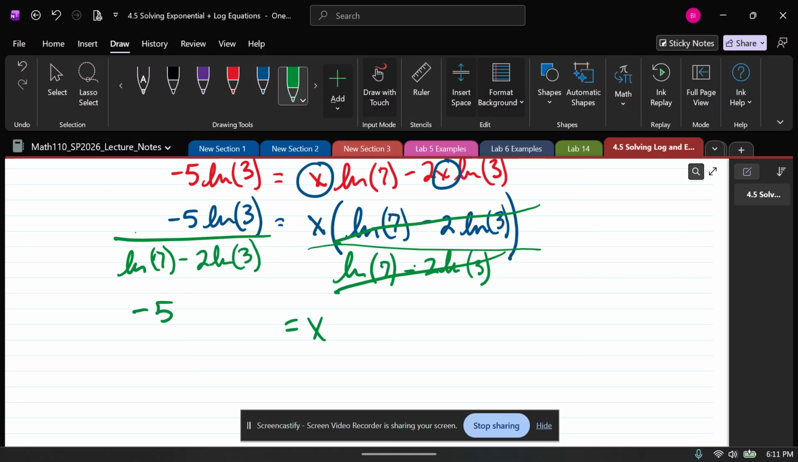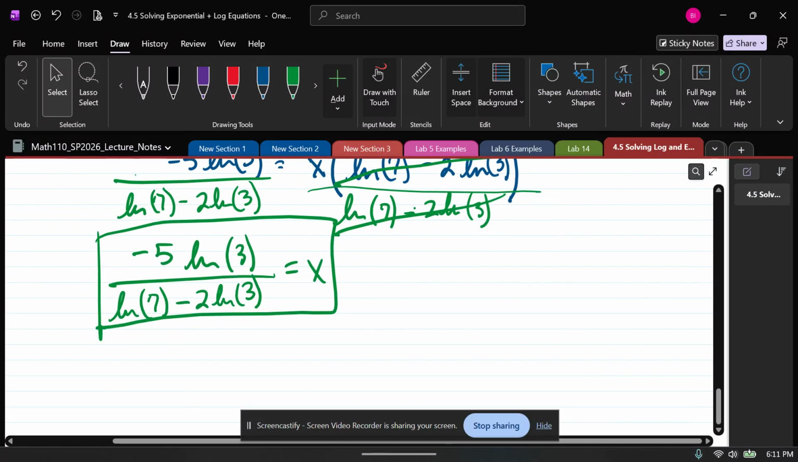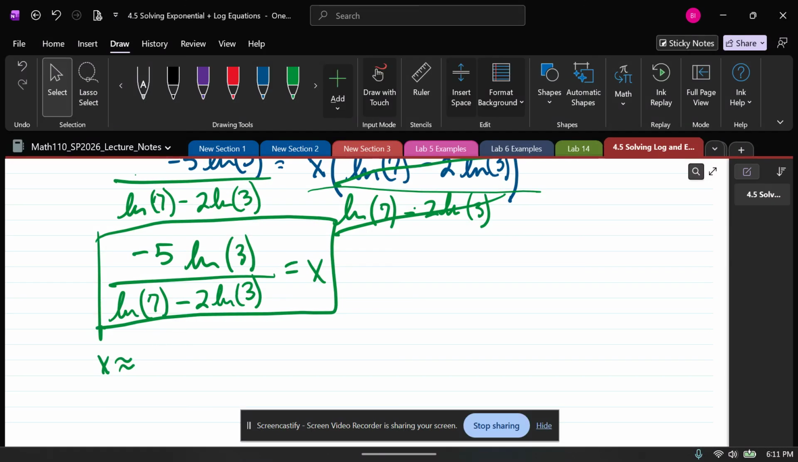On the other side, I have this weird-looking exact solution. And we're going to get the decimal approximation for that. So there's my exact answer. I want to get what that is as a decimal. And I'm going to show you the easiest way to get that as a decimal is to use the fraction button on your calculator. That way you don't have to put so many parentheses in there. So I'm putting this into my calculator as a big fraction.